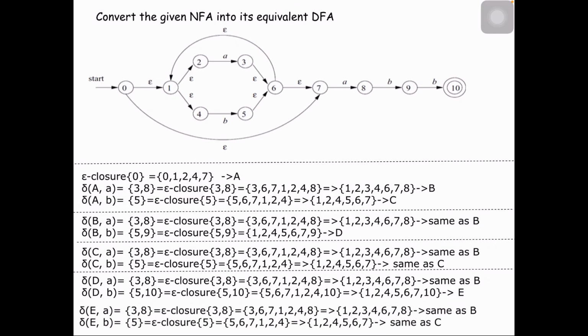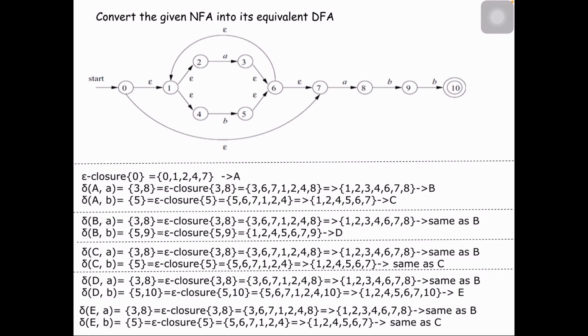Then E on A, 3 comma 8 again. The epsilon closure of 3 comma 8 you already computed, which is similar to B. The epsilon closure of B goes to 5, which is also computed already. The epsilon closure of 5 is 5, 6, 7, 1, 2, 4, that is 1, 2, 4, 5, 6, 7, which is similar to C. I think I have completed it; no more new states exist.